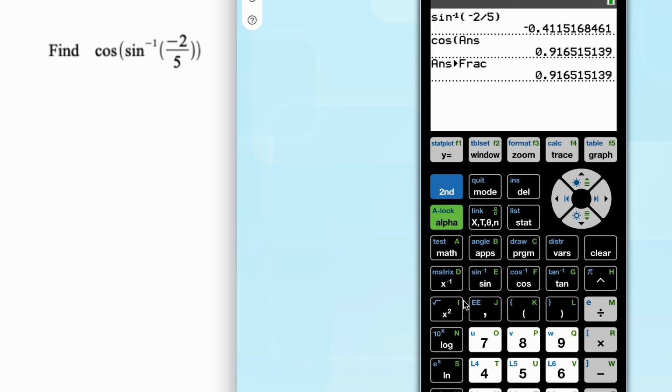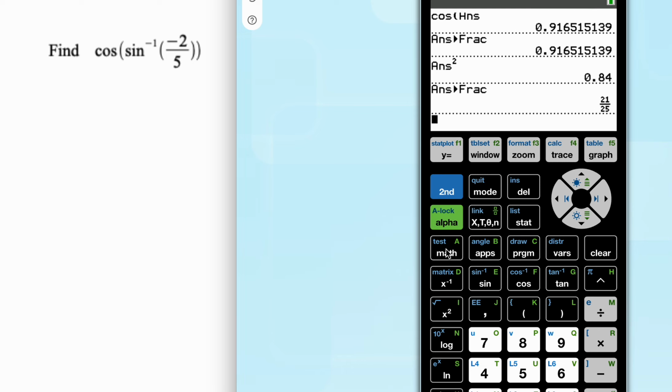So we could try squaring it. And after we square it, we find that the result is a terminating decimal, which is rational. So that's going to be really common with these. If you can just square the result of your cosine of the angle, then you may get something that is rational. We could convert this to a fraction now using the math button. It's 21 over 25.